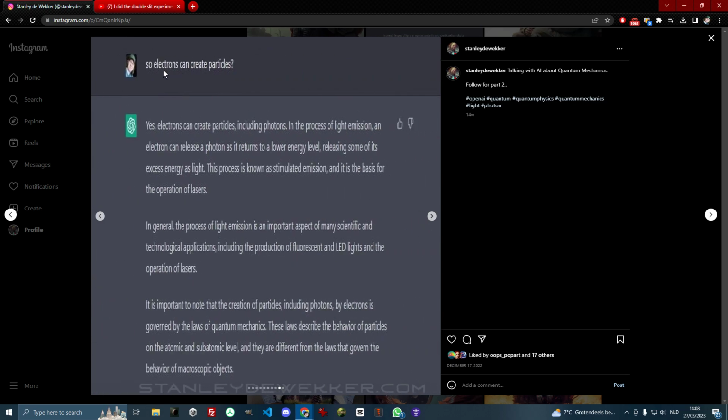Yes, so electrons can create particles, including photons. In the process of light emission, an electron can release a photon as it returns to a lower energy level, releasing some of its energy as light. This process is known as stimulated emission and is the basis for the operation of lasers.